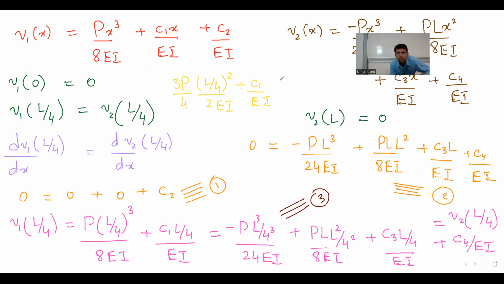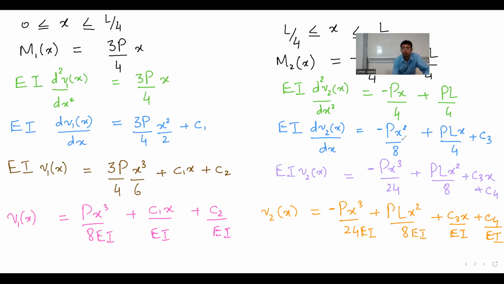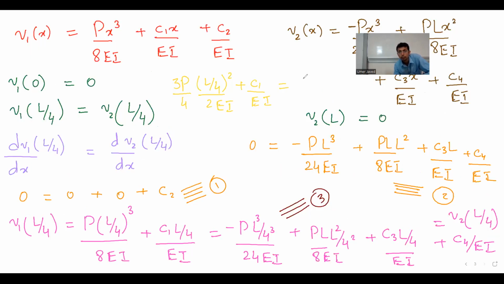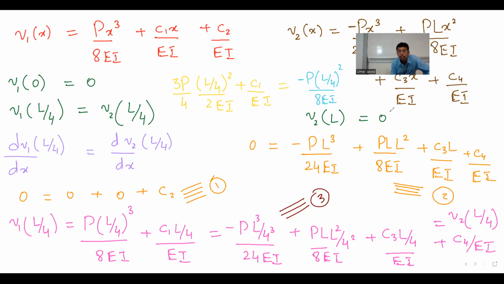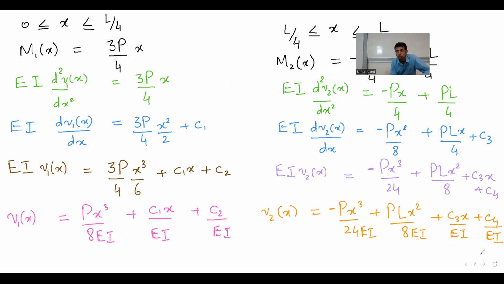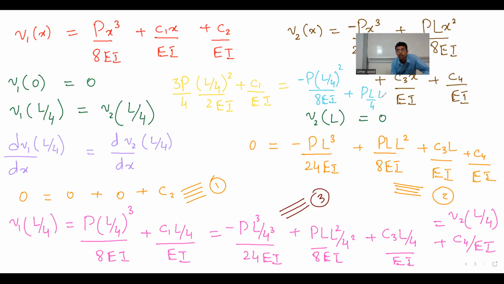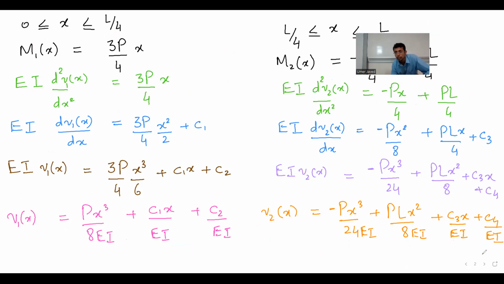Okay, barely. Is equal to, now I will use a nice blue color. Minus P L by 4 square over 8 EI. Then go back. Plus P L over 4, agreed, plus P L by 4, L by 4 EI. Then go back, plus C3 over EI.